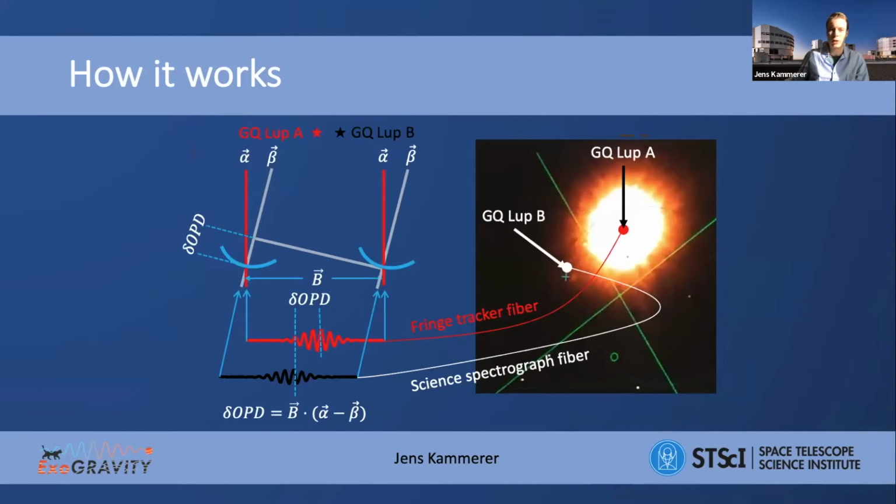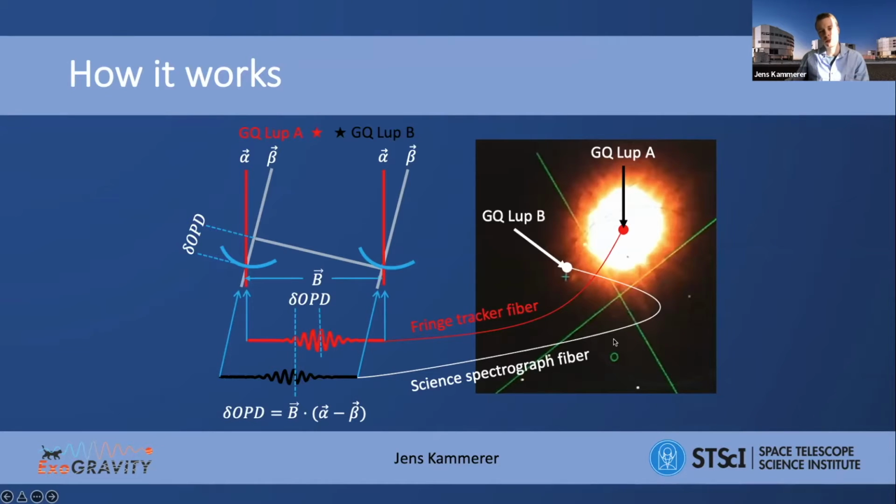One to observe the bright host star, in this case, GQ Lupi A with the fringe tracker. And then the other one to observe the faint companion, in this case, GQ Lupi B with the science spectrograph. And then when we look at the optical path difference that we can measure between these interferometric fringes, you can work out the relative astrometry of the 2 objects with a very high precision.